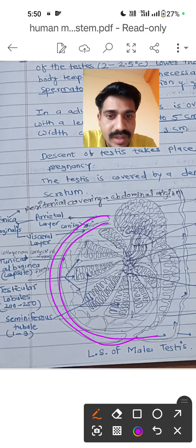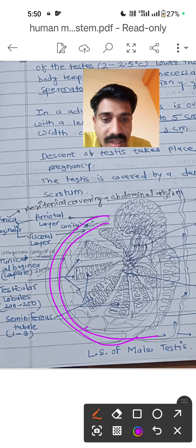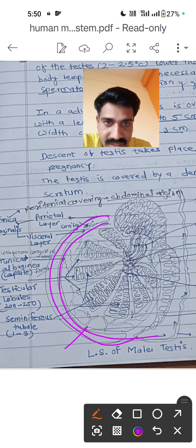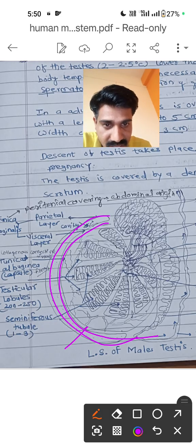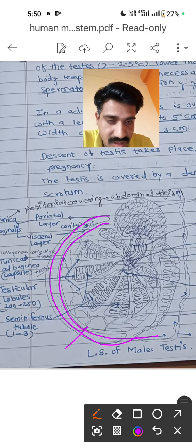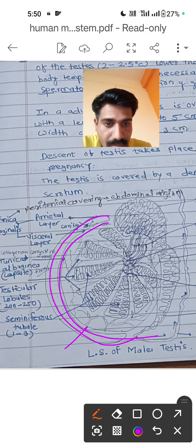After that there will be another layer. The name is the tunica albuginea, or the capsule of the testes. And the third layer is the tunica vasculosa, and in it there are many tube-like structures, many compartments in one testis.